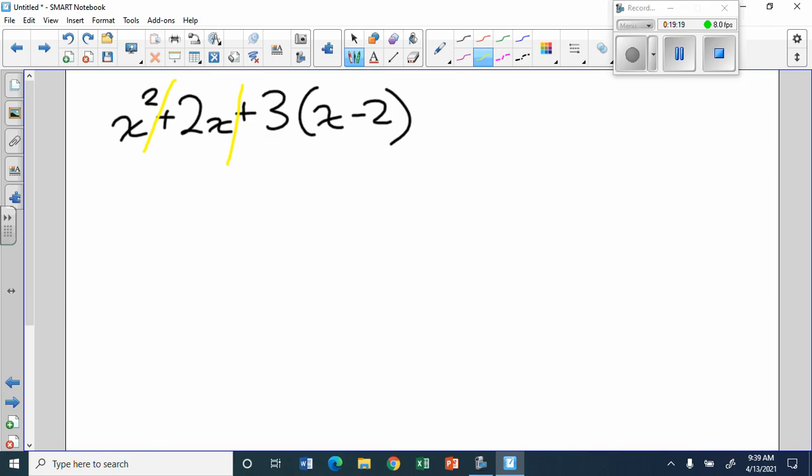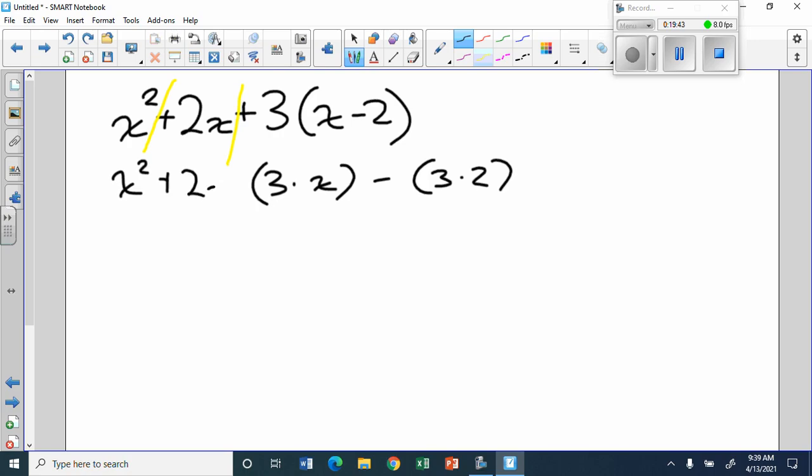What number is being distributed here? 3 to this, right? I've got 2 numbers inside the parentheses, and it's being subtracted. The 3 is being distributed. It's 3 times x, and it's 3 times 2. Nothing happens with this, so I'm going to keep it: x squared plus 2x plus. Do my multiplication. Plus 3x minus 6.